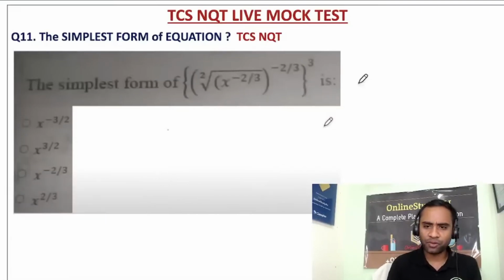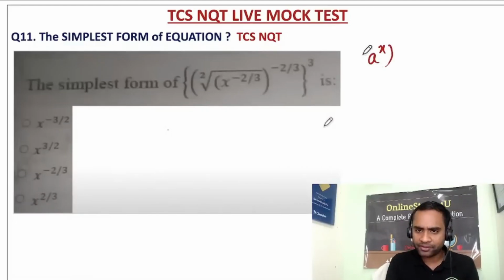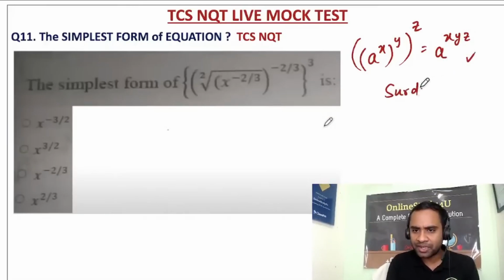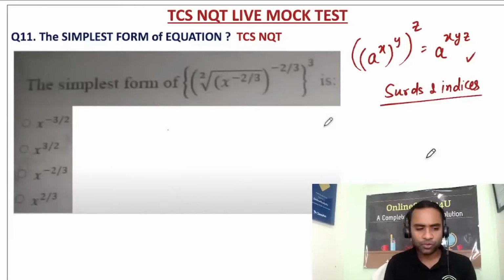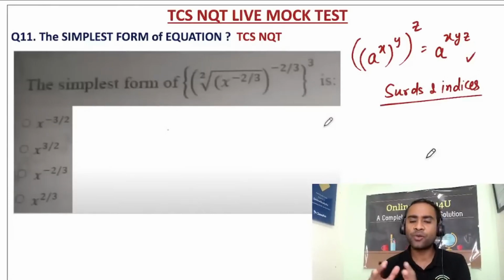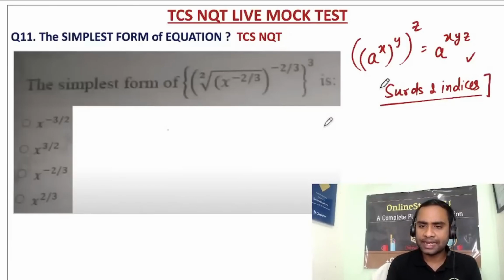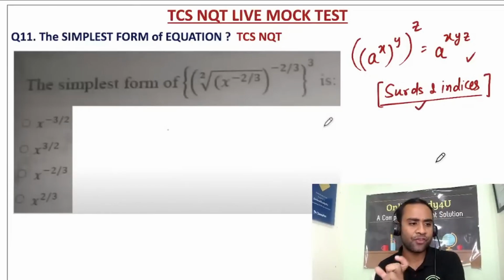Before I solve this, friends, I wanted to tell you, if we have a to the power x, to the power y, and to the power z, all the powers will get multiplied. This comes under surds and indices. If you get the course, in that course you can see the surds and indices, so there I have covered all those things.